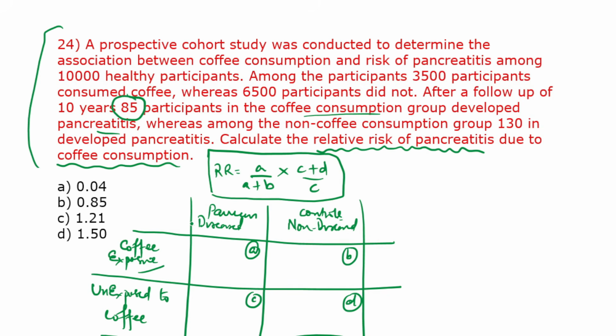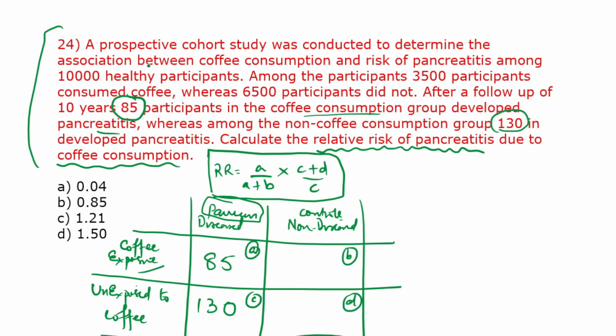Okay, so pancreatitis and coffee consumption is 85. Among the non-coffee consumption group, 130 developed pancreatitis. So pancreatitis is the disease. 85 consumed and they got it, 130 not consumed and still they got it. So 130 over here. Total how many people are there among the participants?